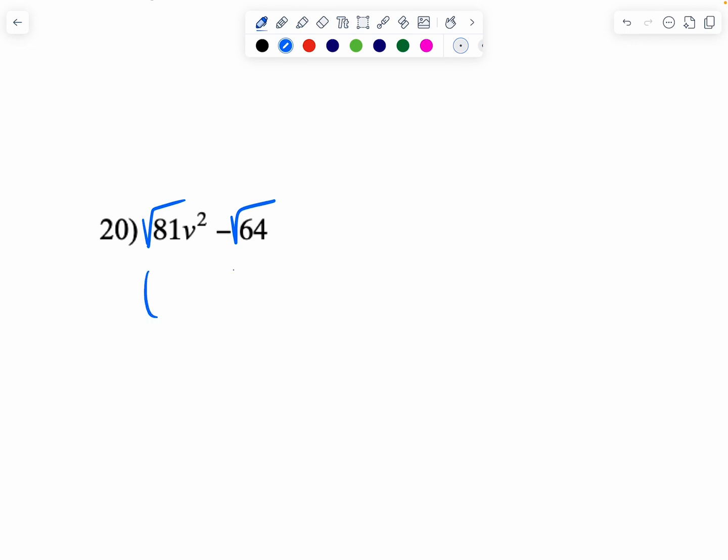Square root. We have 9v and 9v. Square root of 64 is 8. One plus, and one is minus. All right, and that's really it.